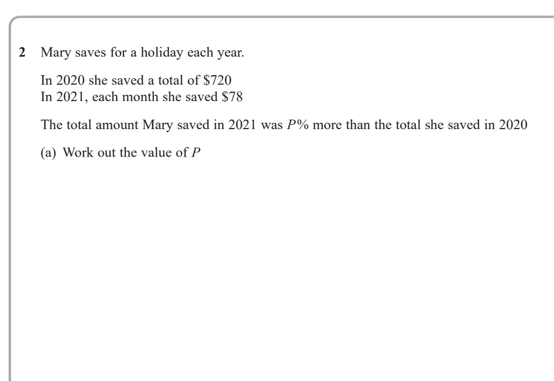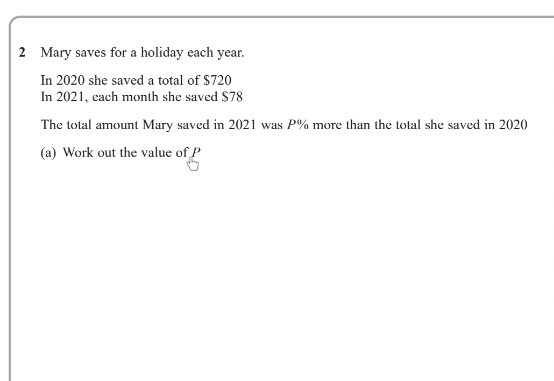Number 2. Mary saves for a holiday each year. In 2020, she saved a total of $720. In 2021, each month, she saved $78. The total amount Mary saved in 2021 was B% more than the total she saved in 2020. Work out the value of B.